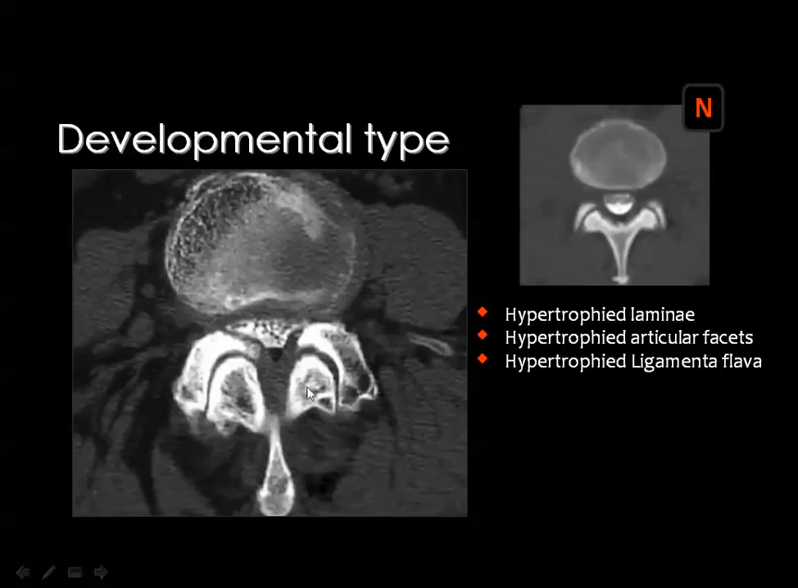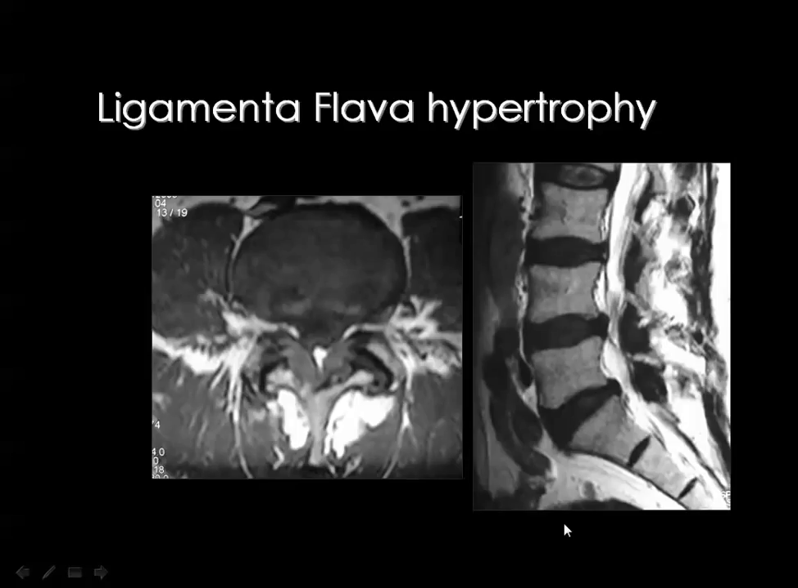The lamina is very thick and very short. The interlaminar angle is acute, and the ligamentum flavum is hypertrophied. Then you can see ligamenta flava in the axial images. They are lying along the inner aspect of the lamina. This is the site of the ligamenta flava.